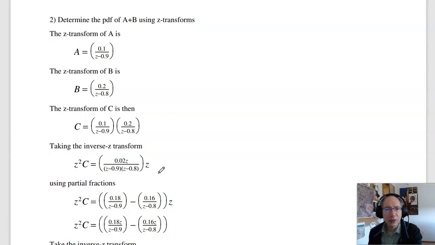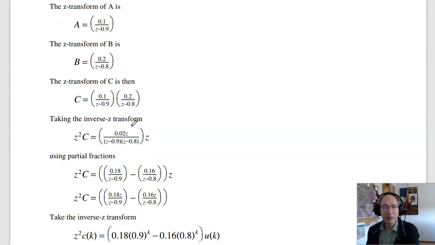Problem 2 looks at solving the same problem but using z-transforms. Now this is where the z-transforms really shine, with exponential distributions. The z-transform of a geometric is p over z minus q. That's for A and B. Put the two together, that's just the product of the z-transforms. Convolution in the time domain becomes multiplication in the z domain. That's why we like z-transforms. So that's the z-transform of C.